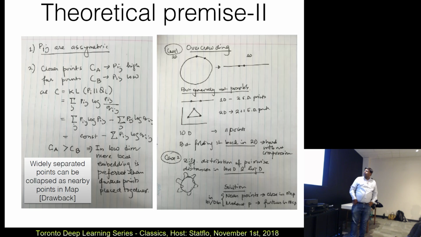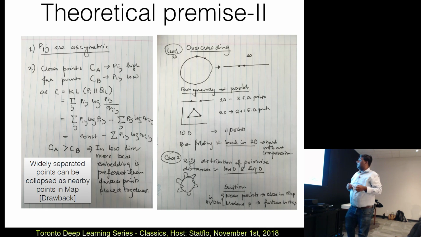Okay, this is a little bit of a digression. We have kind of touched on most of this. So Pij is asymmetric. I think all of you probably understand that, right? If you just think about this with 3 points, you will be able to cook it up. It's how Pij is defined.